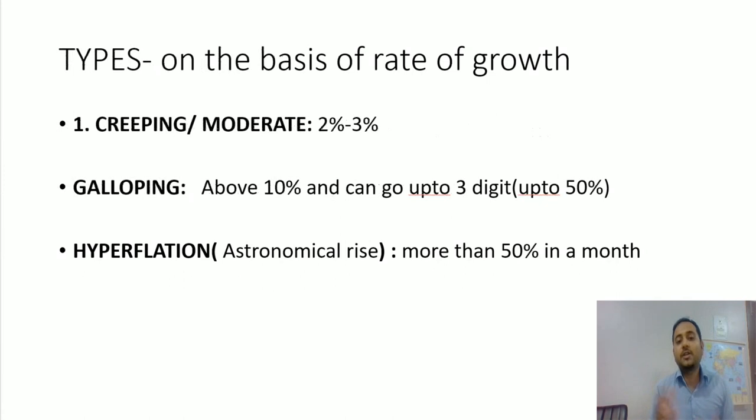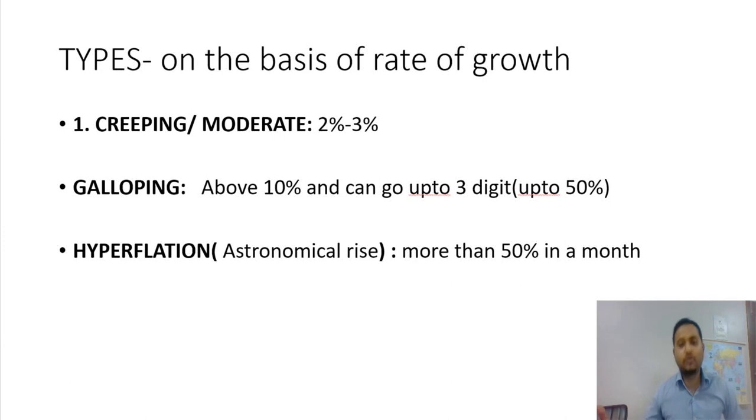Now, what are the types on the basis of the growth rate? Growth rate, when I'm saying how fast inflation is growing. What is the speed or the rate of the growth of inflation? That is creeping, galloping and hyperinflation. We have three types: creeping, galloping and hyperinflation.